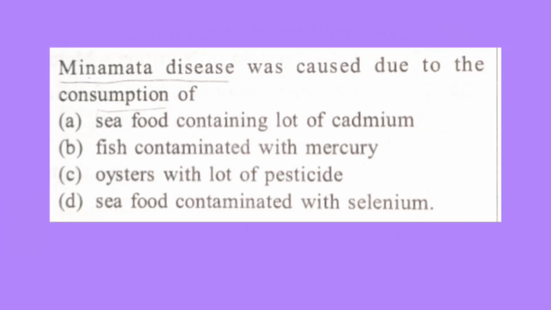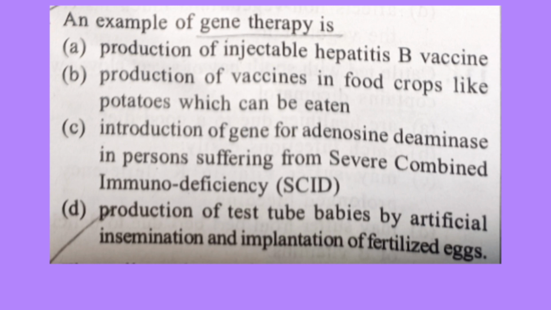scenes of crime. Minamata disease was caused due to the consumption of? So the correct answer is option B, fish contaminated with mercury. And the next question is, an example of gene therapy is? So the correct answer is option C, introduction of gene of adenosine deaminase in person suffering from severe combined immunodeficiency.